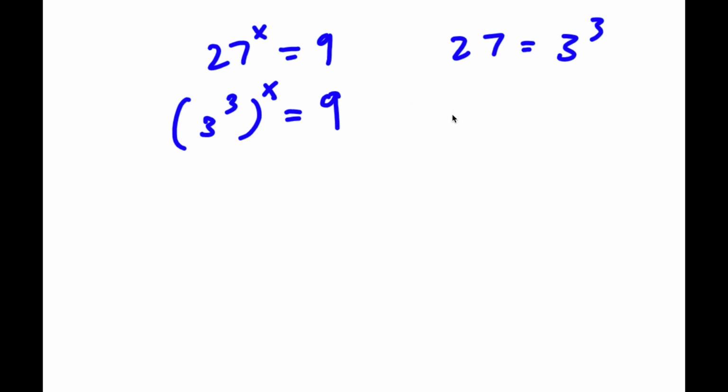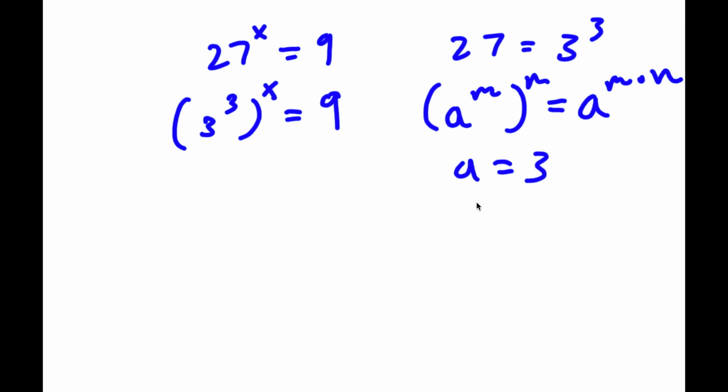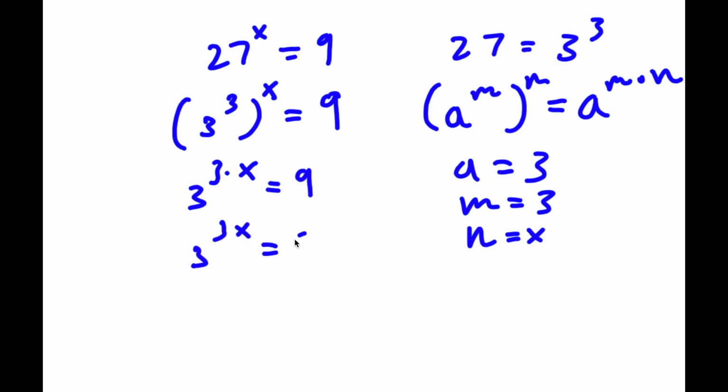And now if I have something in the form a to the power of m to the power of n, this is actually equal to a to the power of m times n. So for 3 to the power of 3 to the power of x, we can think of a as 3 in this case, m as 3, and n as x. So this would be equal to a to the power of m times n, so 3 to the power of 3 times x. 3 times x is simply 3x, so I have 3 to the power of 3x is equal to 9.